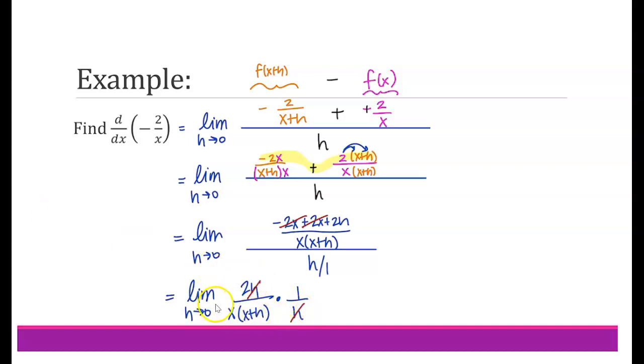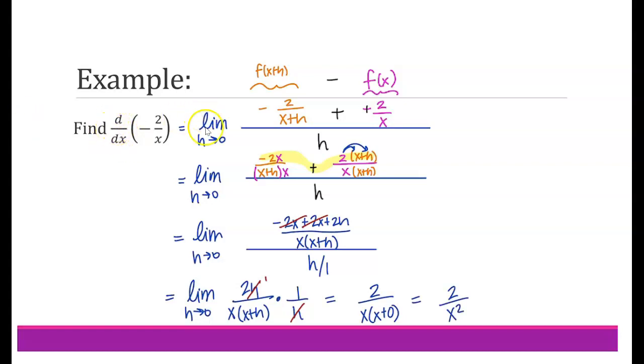And now that I've canceled those h's, they're factors, right? So when we say they cancel here, it's because h over h is just 1. And when I substitute in the 0 into h, because the limit as h approaches 0, what I'm going to be left with is 2 over x times, right, x plus 0. Technically, I'm plugging that 0 into h. So that's 2 over x squared.